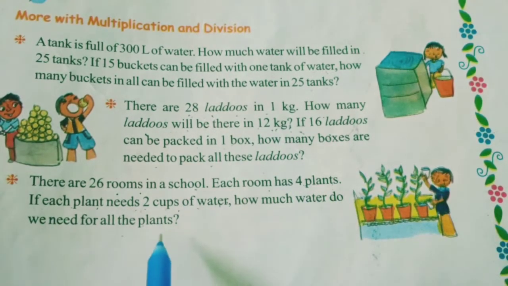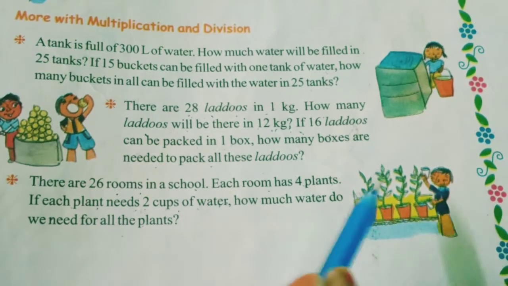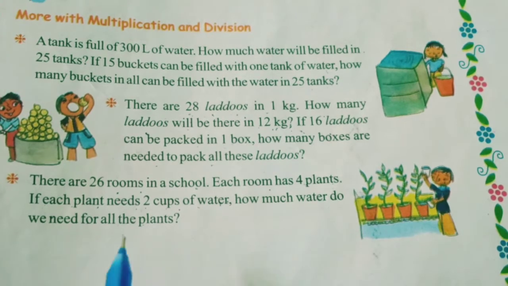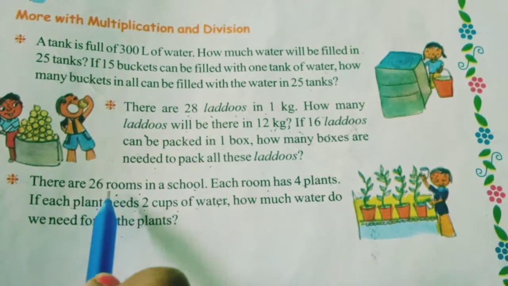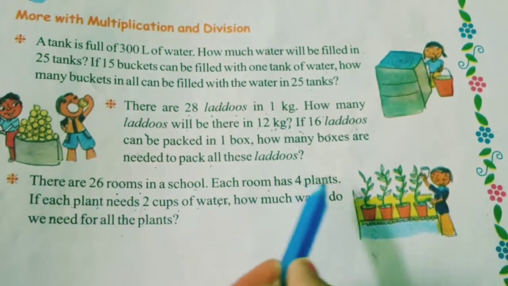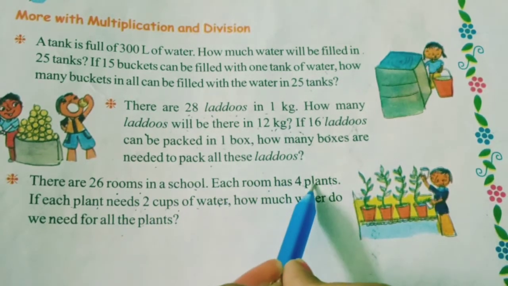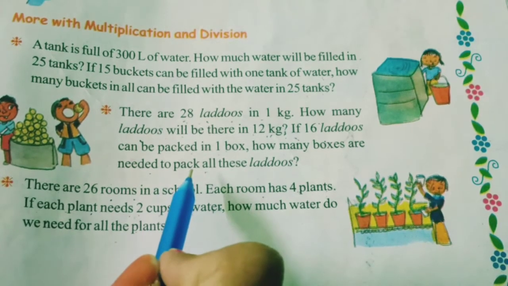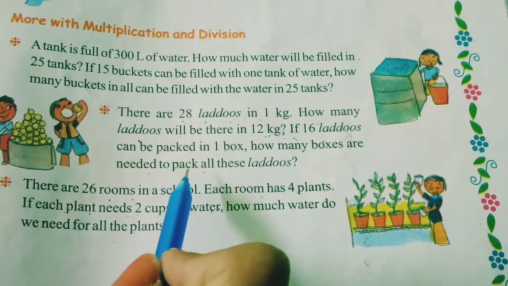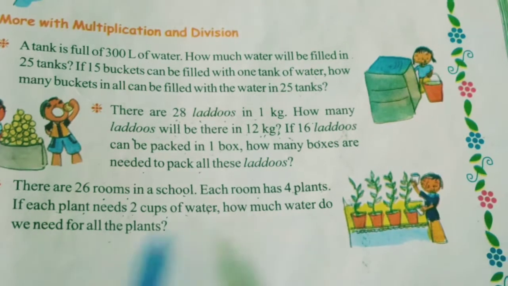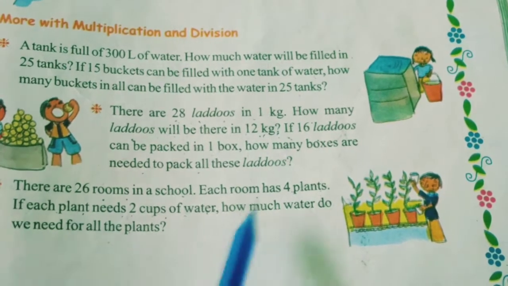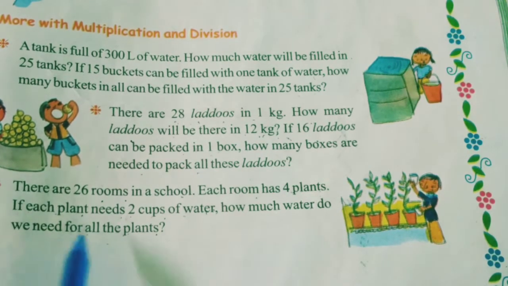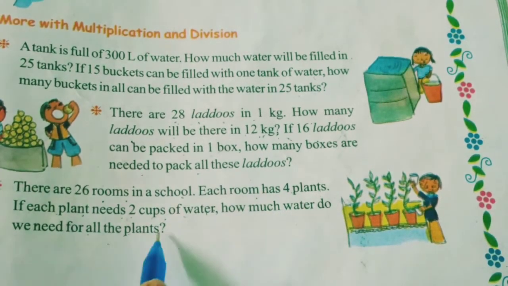So first what we have to find out? First we have to find out the total number of plants. How? Because we have total 26 rooms. One room has 4 plants. So 26 rooms have how many plants? First we have to find out that thing. Other thing we have to find here is only the cups. How much water do we need for all the plants?